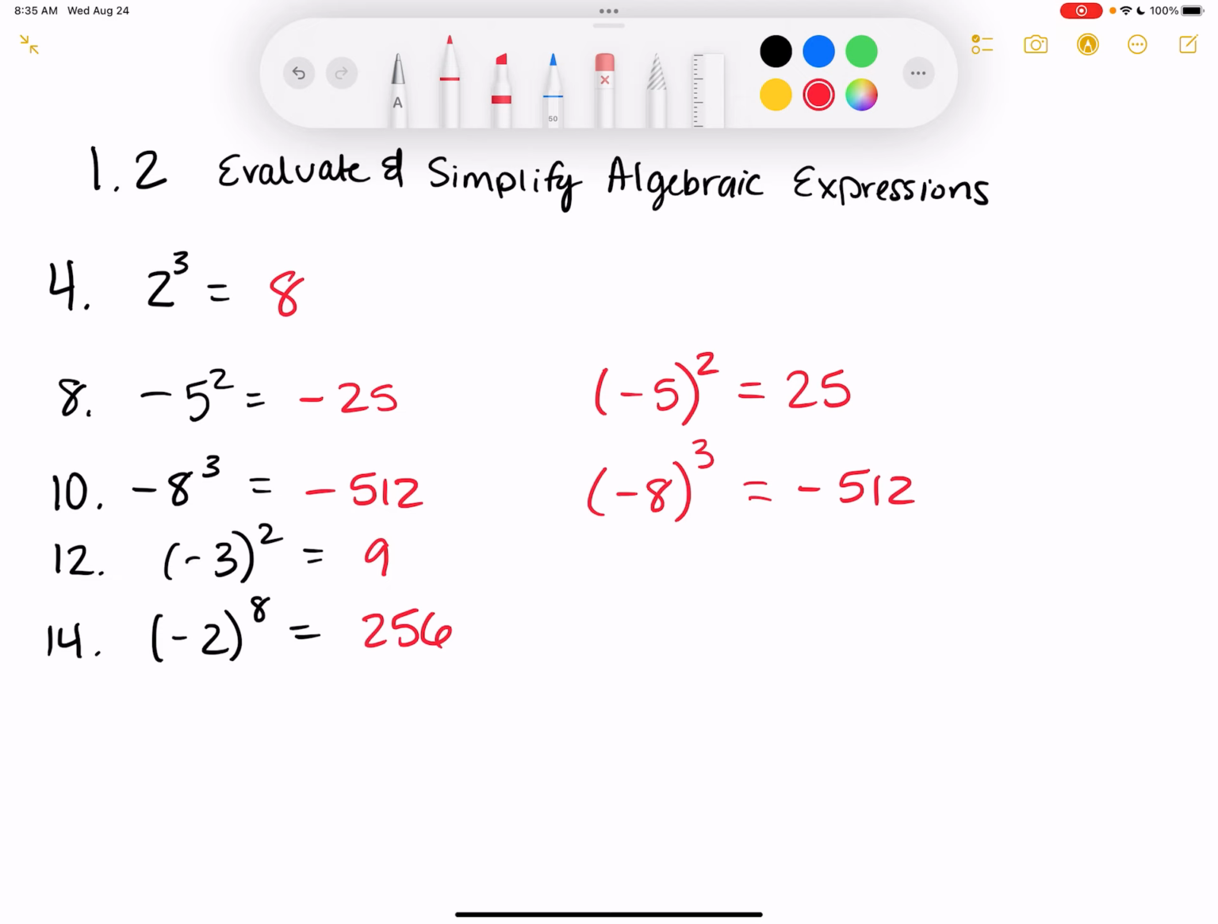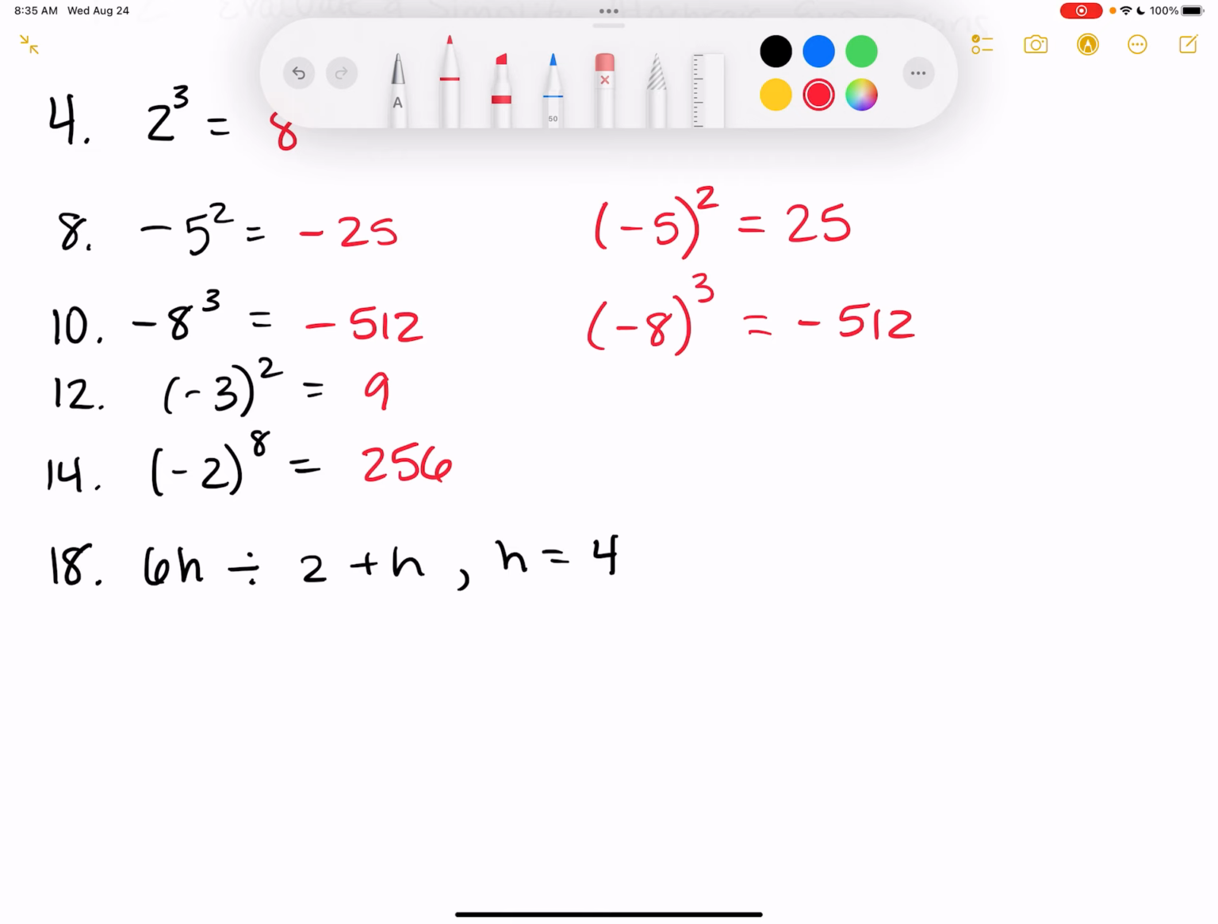All right. So the next one says, evaluate the expression for the given value of the variable. So this is just substituting the value in. Number 18, 6h divided by 2 plus h for h equal to 4. So we're always going to replace first. So 6 times 4 divided by 2 plus 4.